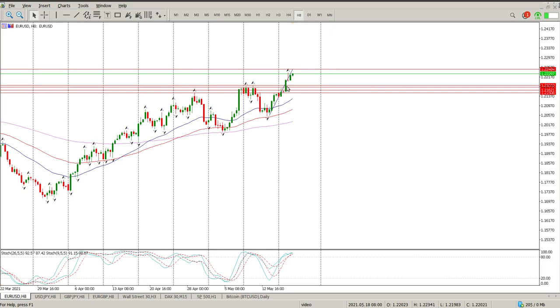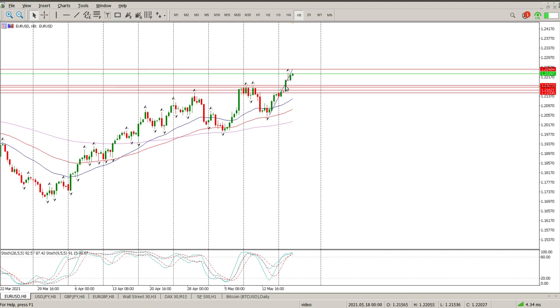So yesterday we almost got to the measured move. You can see this line here with our measured move, and that level is 1.22484. So I suspect we more than likely are going to try and tag it.